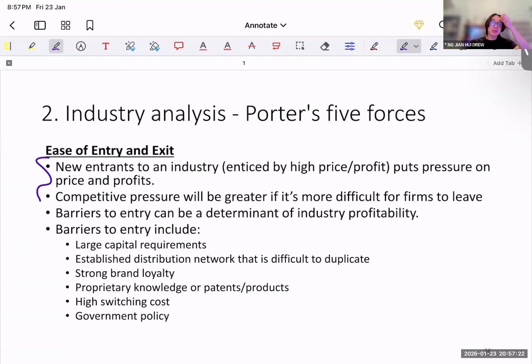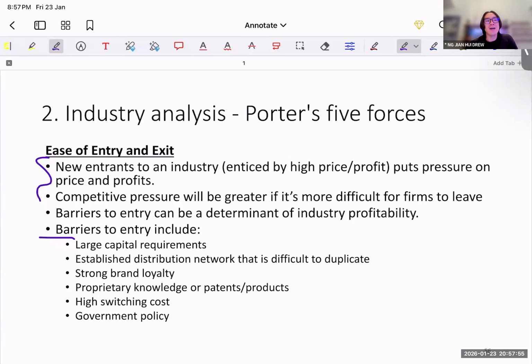So in a situation where a company can enter and exit an industry easily, then there's no barriers to entry. So whenever I think of entry, my mind goes towards Gencos. Anyone know what Gencos are, or generation companies? So Gencos is what we call generation companies, in short. So what are Gencos?